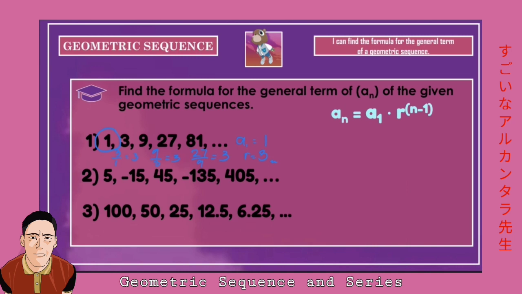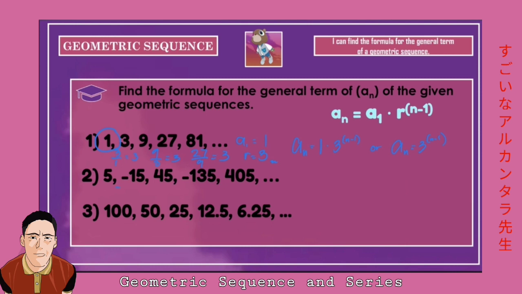Knowing those two things, you can now write your general term formula, since that's the goal for this part of the discussion. So this will be a sub n is equal to a sub 1, your first term, which is 1, times your ratio, which is 3, raised to n minus 1. In this case, since you don't necessarily have to write 1 anymore, 1 times whatever the answer is going to be the same thing. So you can also rewrite this as a sub n is equal to 3 raised to n minus 1. This only happens if your first term is 1, okay?